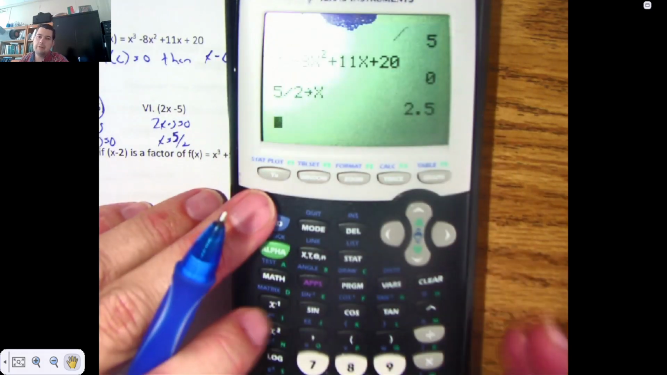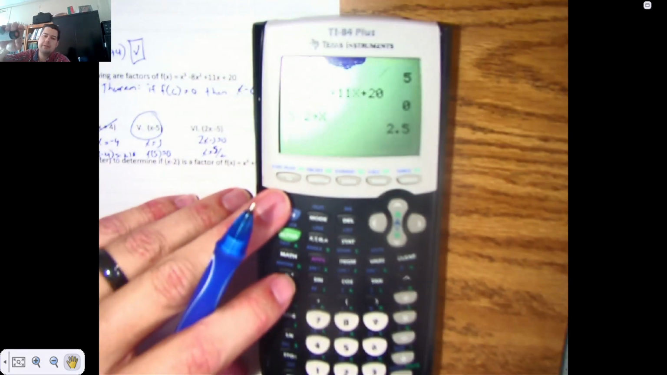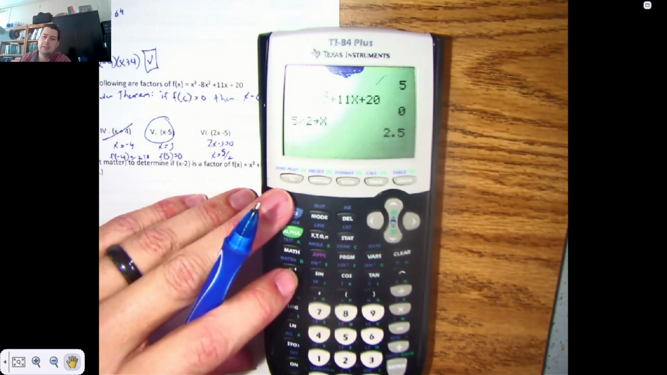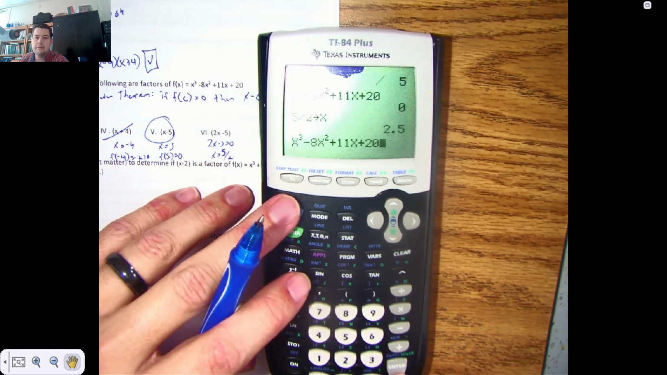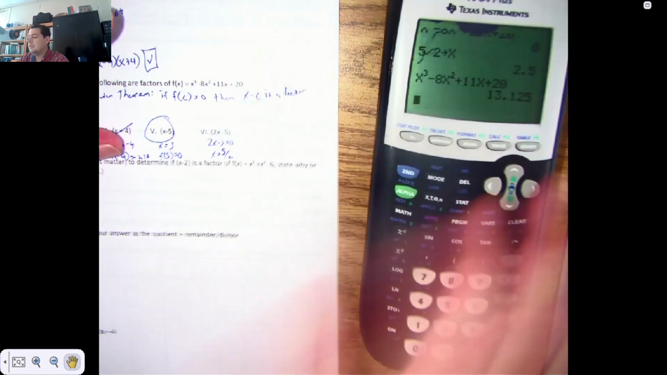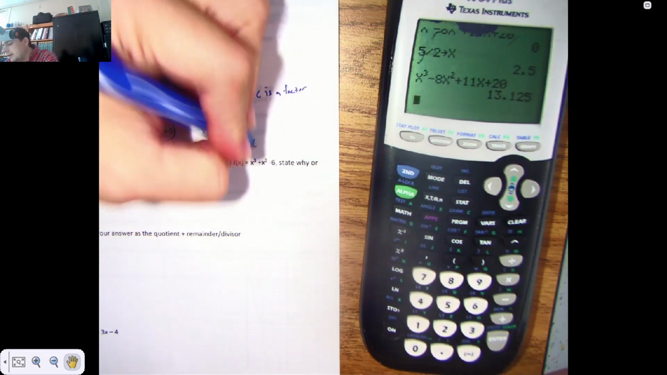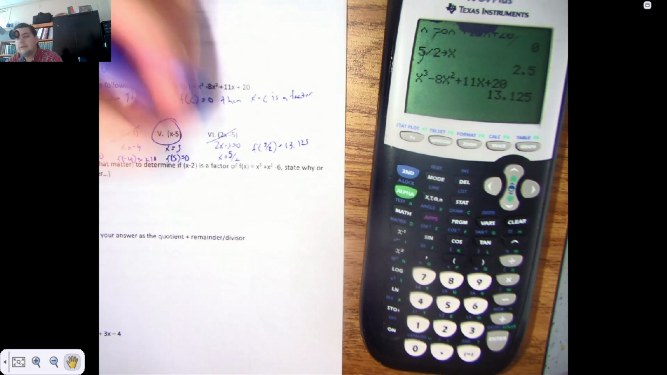It's actually quicker for me because I'm a little bit old school. I don't actually like to press the up arrow. I just know y'all are different. I actually do second enter, second enter, second enter. It's quicker because I don't have to take my hands off the keypad. Turns out that f of 5/2 is 13.125, so not a factor.